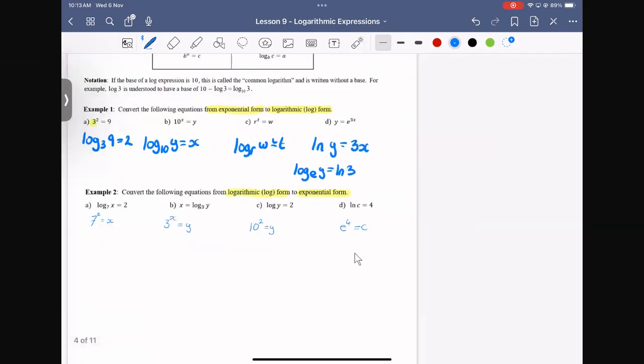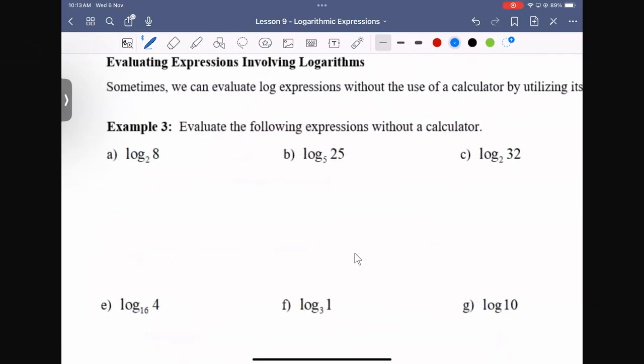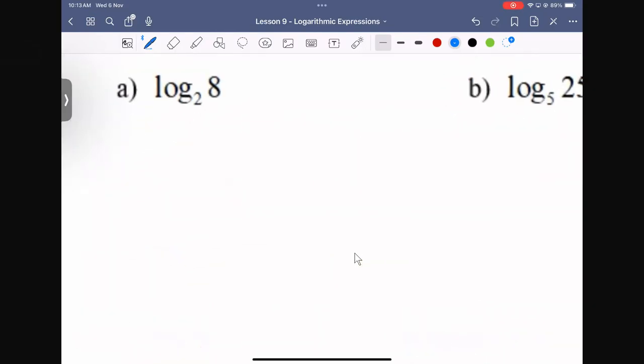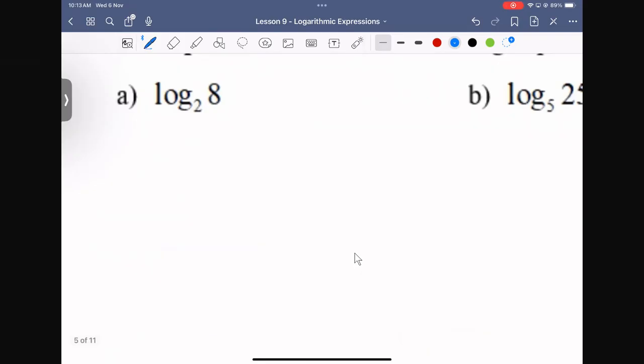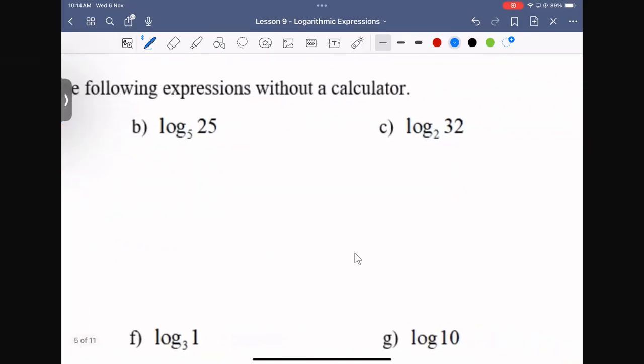Excellent. So we can use this technique to evaluate logarithms as well. So here on this first one, we need to find this one. What I tend to do is I like to set this equal to x, then rearrange it into exponential form, which will be 2 to the x is equal to 8. And then I can ask myself, what do I need to raise 2 by in order to get 8? So that is equal to 3.